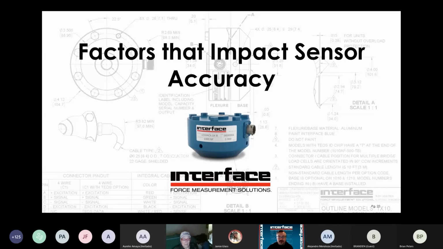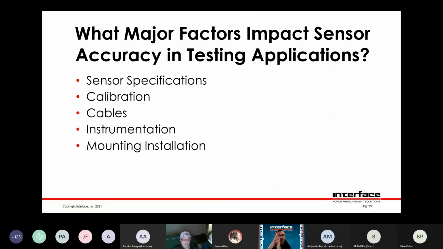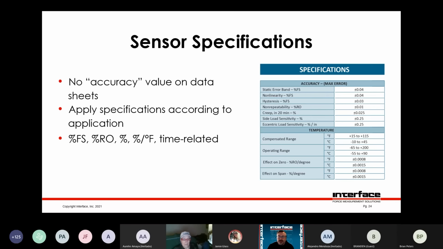Factors that impact sensor accuracy. The specifications are one, and load cells always have specification sheets, interfaces, full specifications on every product. Calibration of the load cell, cabling, what instrumentation you're using, and also mounting, as we discussed earlier. So specifications, each data sheet will have a list of specifications. You'll notice they typically don't have anything called accuracy. Up here it says accuracy, but it's actually a table of a bunch of different specifications.